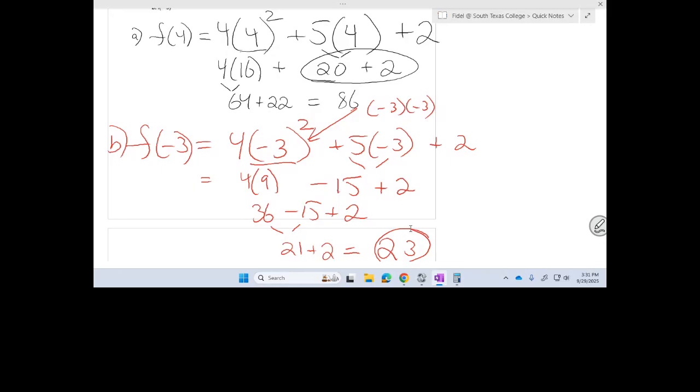Y'all, I can't go from here to there like in one step. It just doesn't work, okay? So the one thing I'd always tell my students, write it down, y'all. Write it down. If you're trying to do a bunch of stuff in your head without writing it down, that's when we start to make mistakes, okay? So write it down.